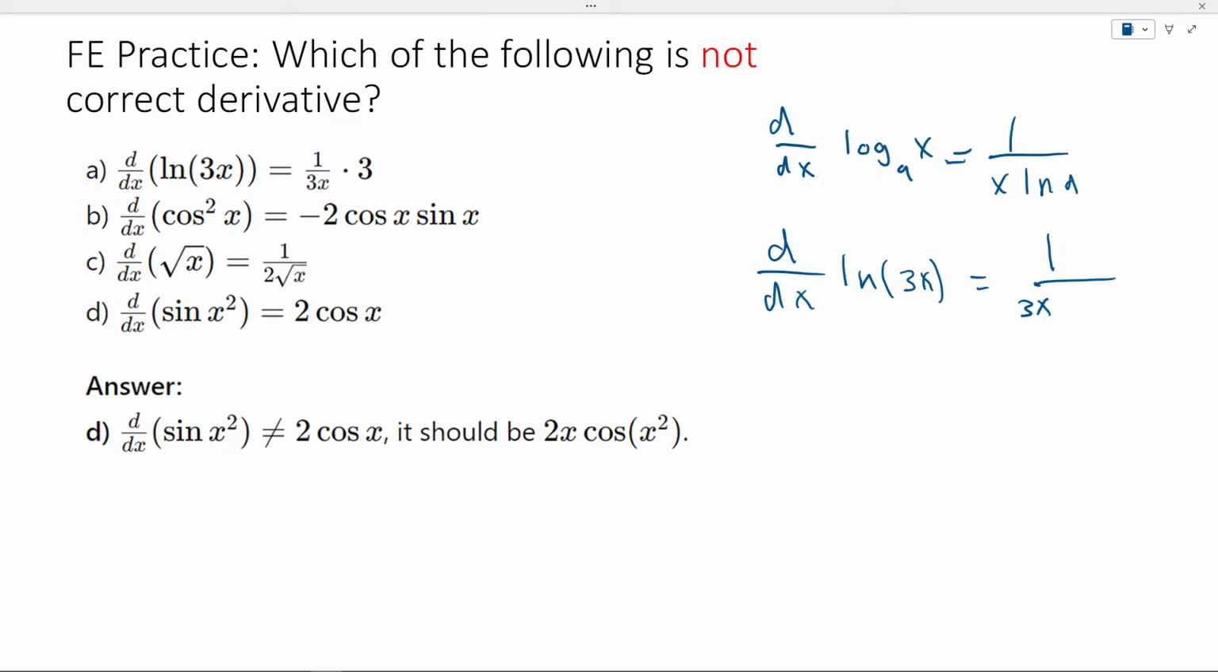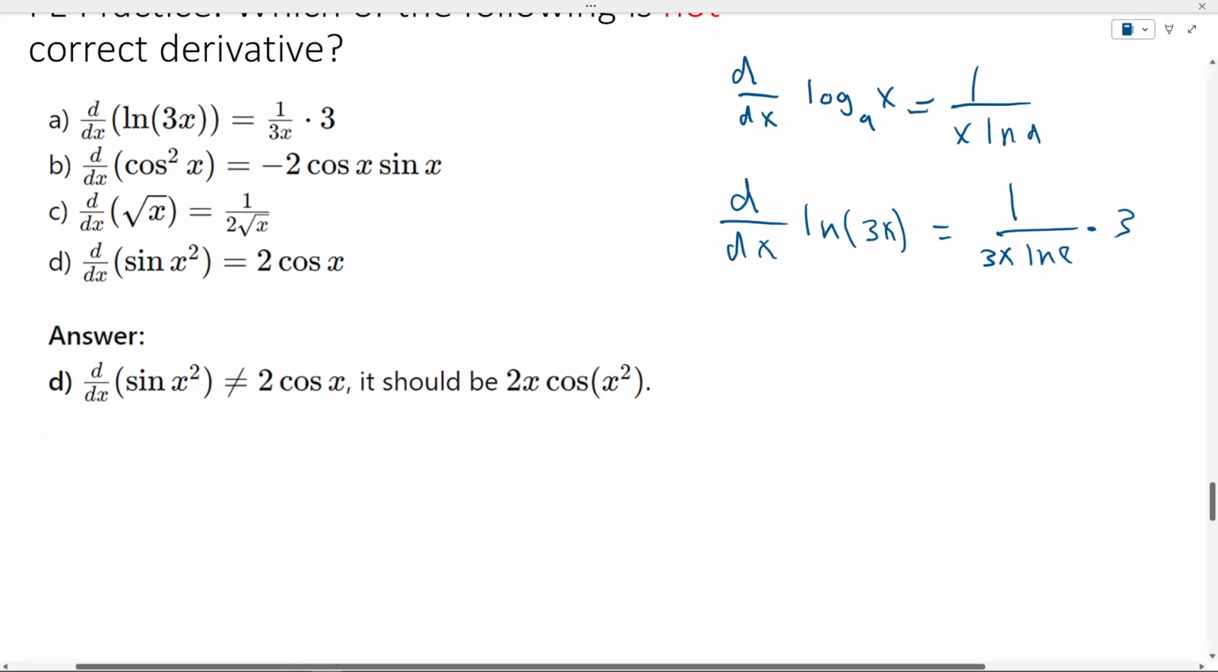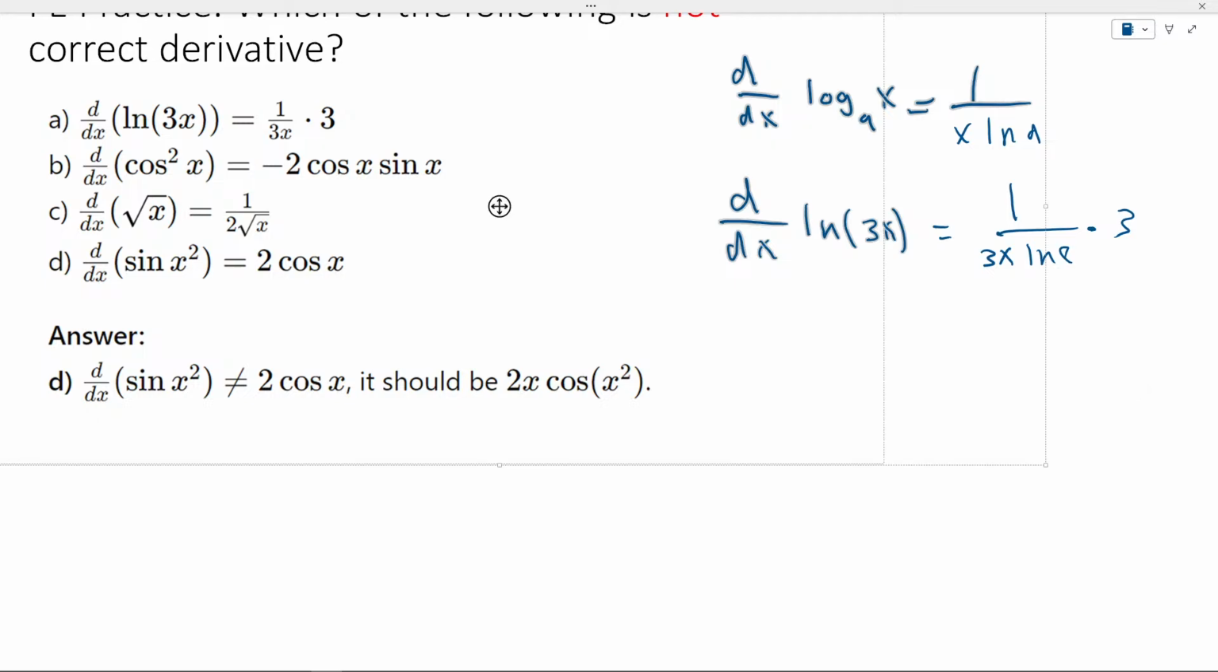Times ln a, what is a? A is e, so that's 1. And then I need to find the derivative of this guy, so times 3, because I need to find the derivative of the inside. How did I do this? Well, I just applied the chain rule. So let me do the chain rule one more time and show you step by step.